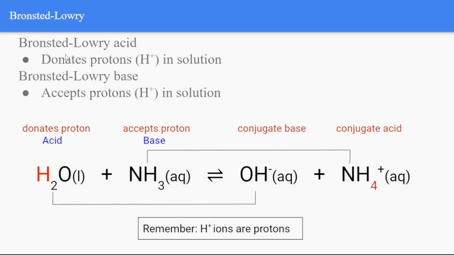Bronsted-Lowry: the acids donate protons, the bases accept protons. So we have H2O, it donates a hydrogen to NH3, making NH4 positive. It lost a hydrogen, making OH negative. So the acid donates the proton and it becomes a base, and we call that the conjugate base. The base accepts a proton, becoming an acid, and we call that a conjugate acid.